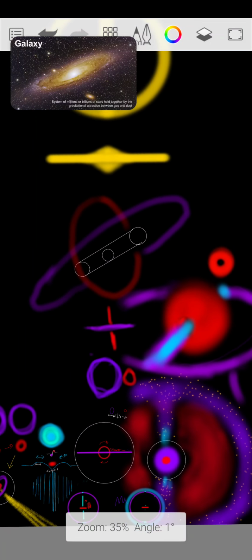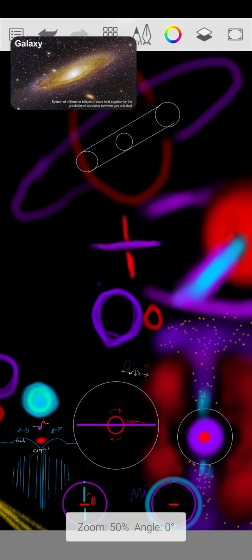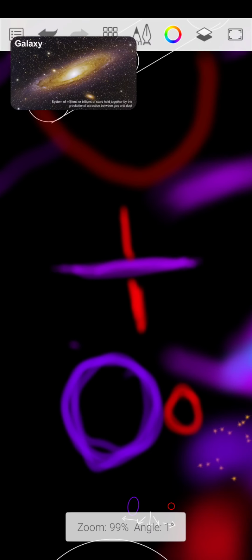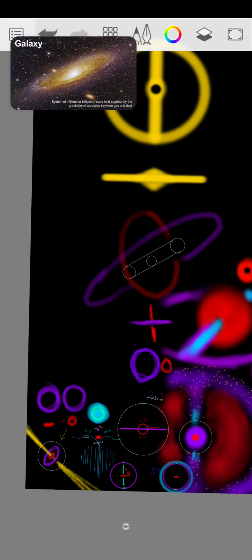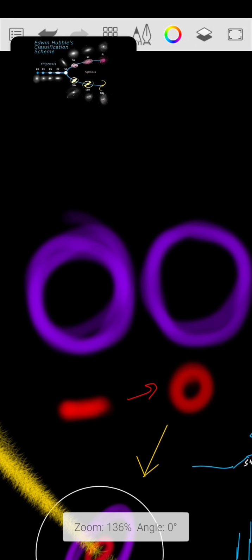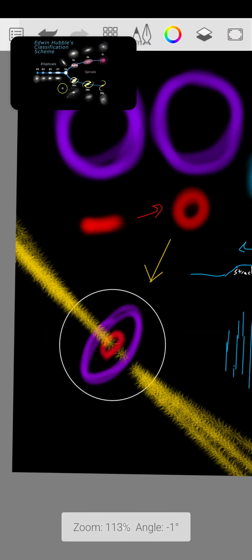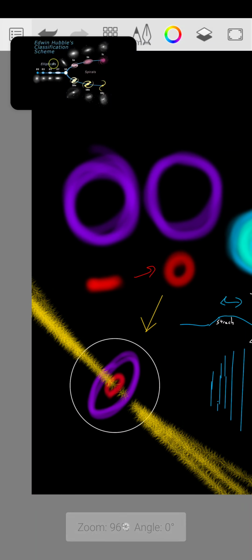Let's begin with the broad definition of what a galaxy is. A galaxy is a system of millions or billions of stars held together by the gravitational attraction between the gas and dust within the galaxy. And they're classified by their shape. And if you look here, these are the two main types of galaxies that we see. There's spirals and elliptical galaxies.